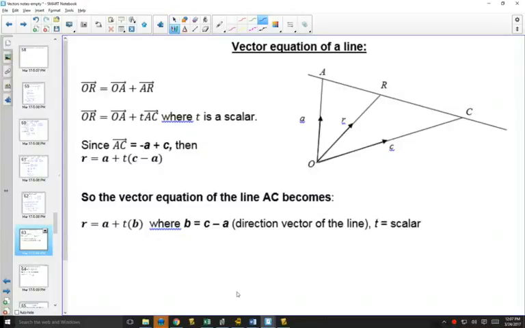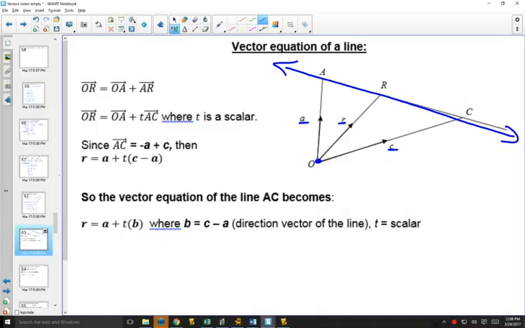So we are going to learn the vector equation of the line. Here's the idea. You've got a line. This is the line. It's going through R, it's going through A, it's going through C. You have position vectors based on your origin. So I have a position vector A, a position vector R, a position vector C.